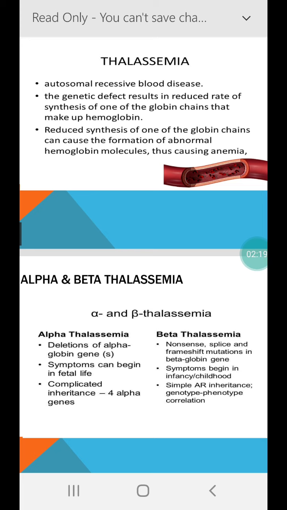The alpha globin chain is coded by a gene on chromosome 16 and the gene for the beta globin chain is located on chromosome number 11. So it results in deficiency of one of the chains and the relative excess of the other chain. So either the alpha chain will be synthesized more or beta will be more, or either of them will be synthesized in less amount. So clinically we can see a person suffers from an anemic condition.